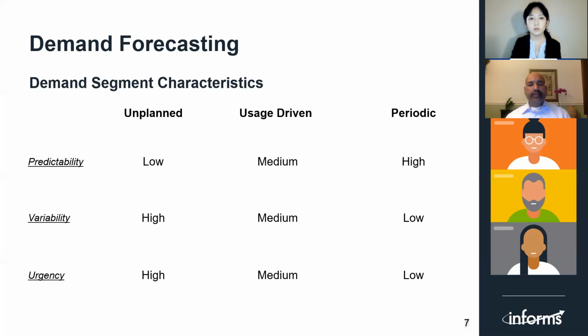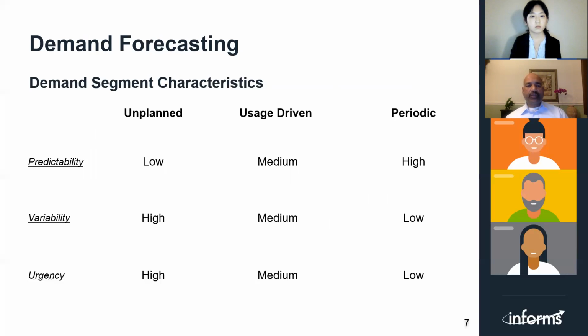So the demand has to be forecasted at a detailed level, at the plant level, at the facility location, and there are different demand segments, so types of demand. The unplanned demand, usage-driven demand, and periodic demand. Periodic demand is typically governed by the regulatory requirements that certain types of maintenance have to be done at certain intervals.